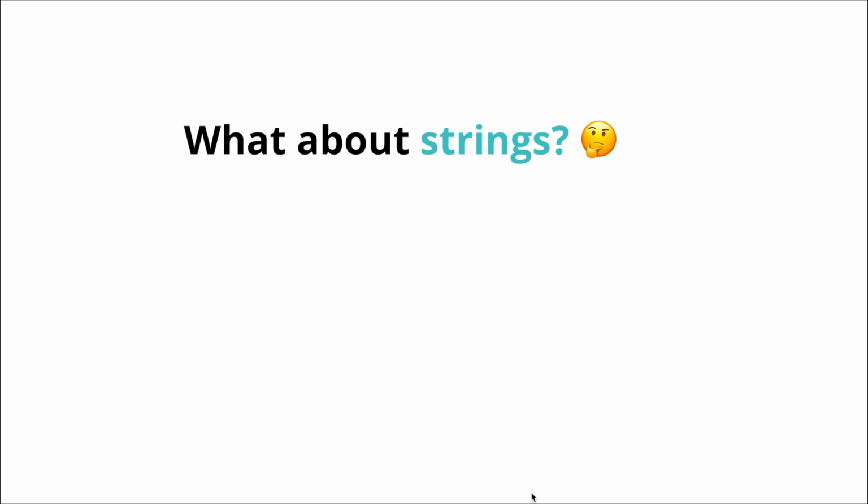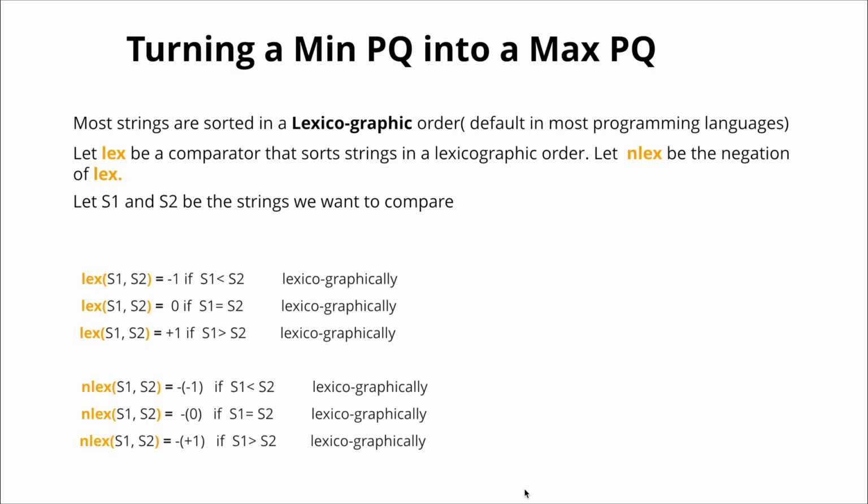So all the examples that we've been looking at before were using numbers, right? But it is possible that the elements in a priority queue should be strings, okay? So how do we turn a min priority queue that contains strings to a max priority queue? Most strings are sorted in a lexicographic order, which is the default order for sorting strings in most programming languages.